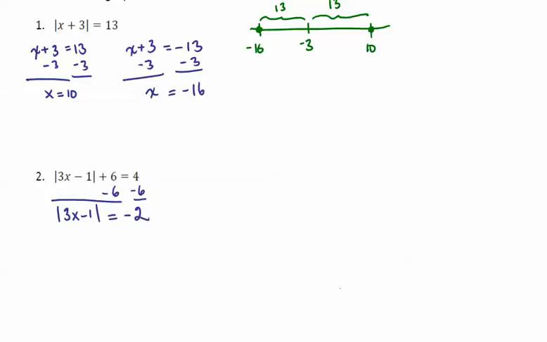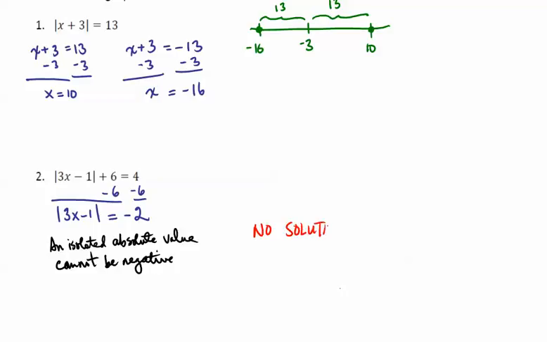And right away we should note that an isolated absolute value of x cannot be negative. Now I said an isolated absolute value of x, but in fact an isolated absolute value, period, cannot be negative, and so in this case there are no solutions. We'll go on to the third part of this.